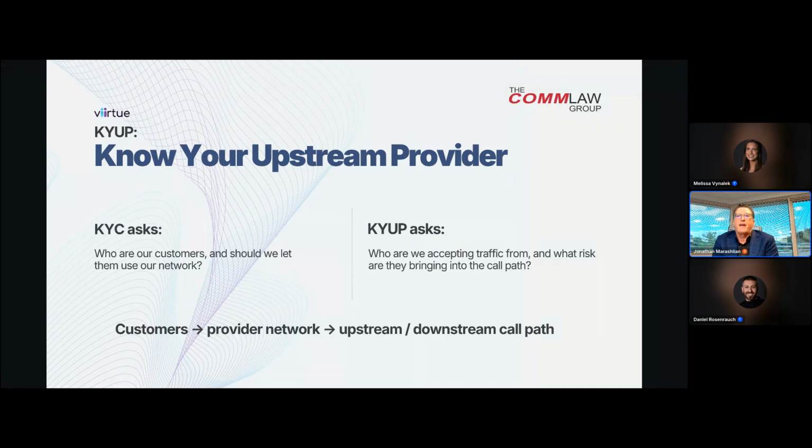KYUP is really vendor risk management for voice traffic. It's asking whether the providers around you have reasonable robocall mitigation practices, whether they cooperate with traceback, whether they're listed properly in the robocall mitigation database where applicable, whether they accept high-risk wholesale traffic, whether they have a history of problems, whether they'll help you act quickly when something goes wrong. KYC looks inward toward customers. KYUP looks outward and upstream toward provider relationships. Both matter, but they matter differently depending on your network model.